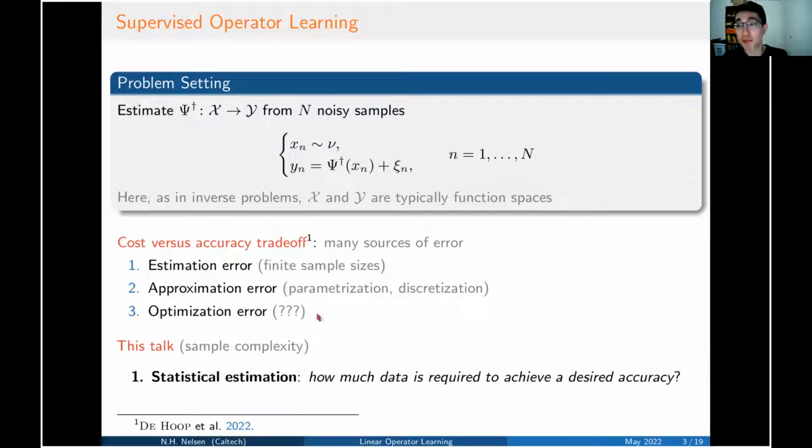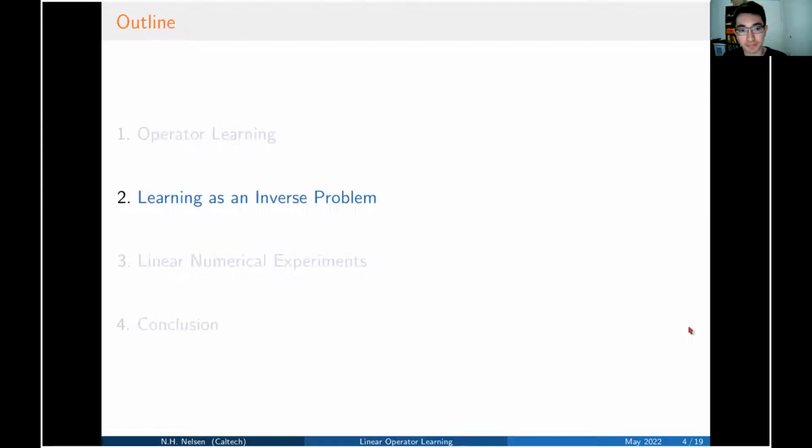So I'll be focusing on the statistical questions today. So how much data do we require to achieve whatever desired accuracy level? And that's usually termed sample complexity in this field. So we'll be looking at the sample complexity question for learning simple linear operators, which is the first step to potentially learning more about the sample complexity of this general nonlinear problem.